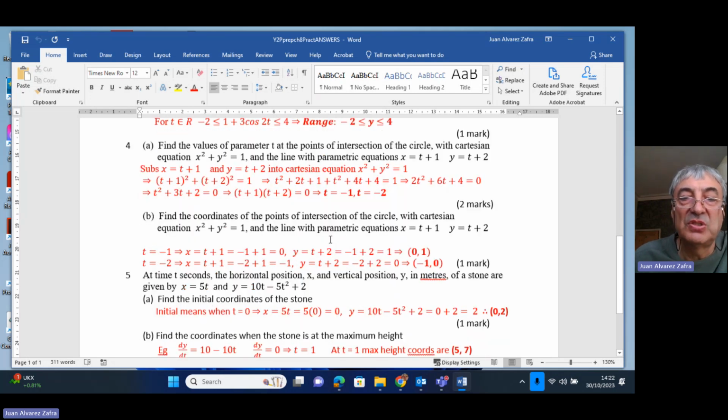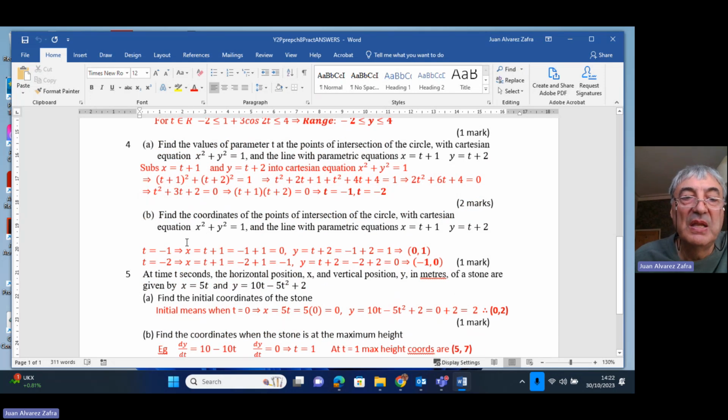If we then want to get the Cartesian coordinates of where they meet, we just put t is -1 into the x equation here and the y equation here, and that will give us the x and y coordinates when t is -1, and when t is -2, we get the other one. So these are the Cartesian coordinates of where these curves meet.